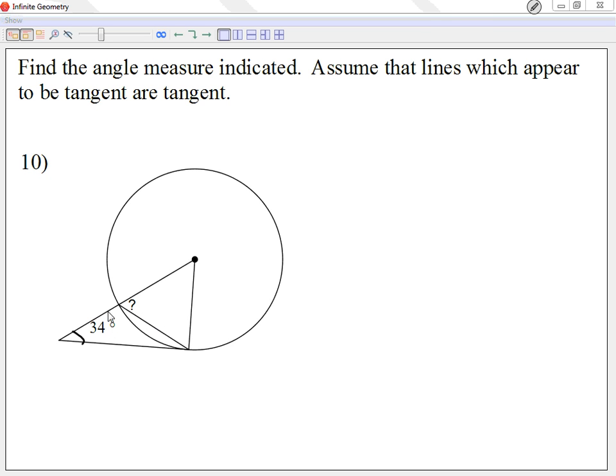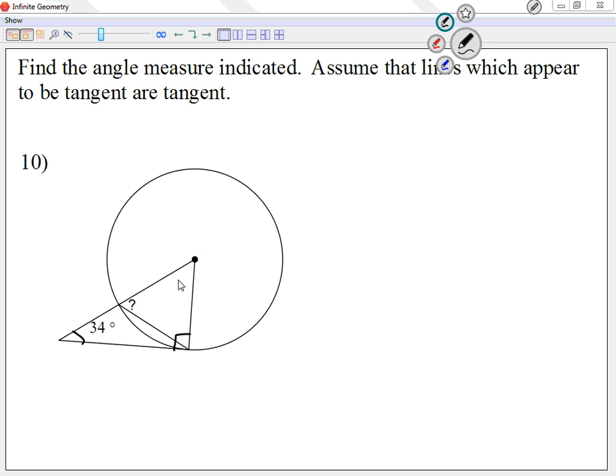So it will be subtracted from 180 if 34 was this corner. But because it's not, I'm not going to do that. One thing that I can do is look at the big triangle. One angle is 34, another angle is 90. I can find the third angle. Right, I'm looking at the big triangle. I know 2 angles. I can find the third one.